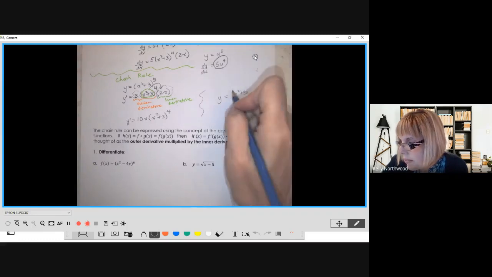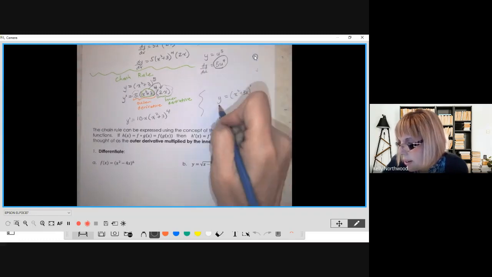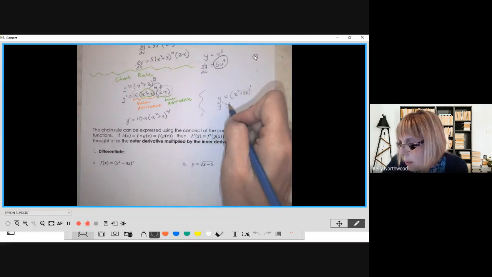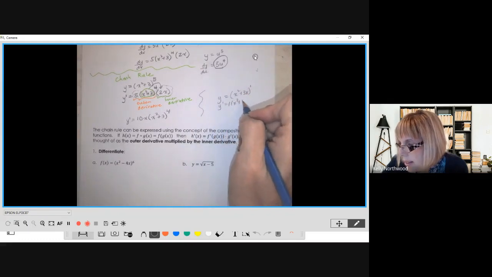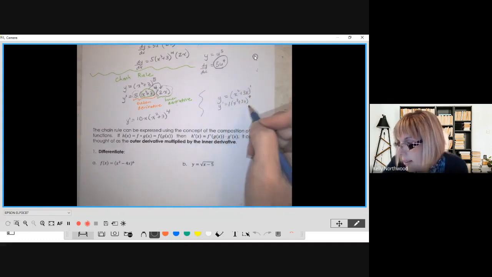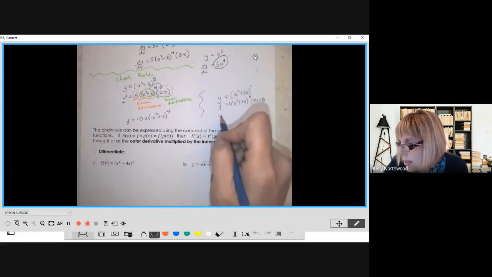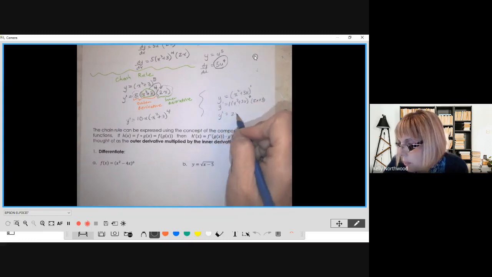Yeah, because what you'd have then, John, would be this to the 1. So your y prime would be 1 times that to the 0 times the derivative of what's inside. And anything to the 0 is 1. So you'd still just end up with 2x plus 3.